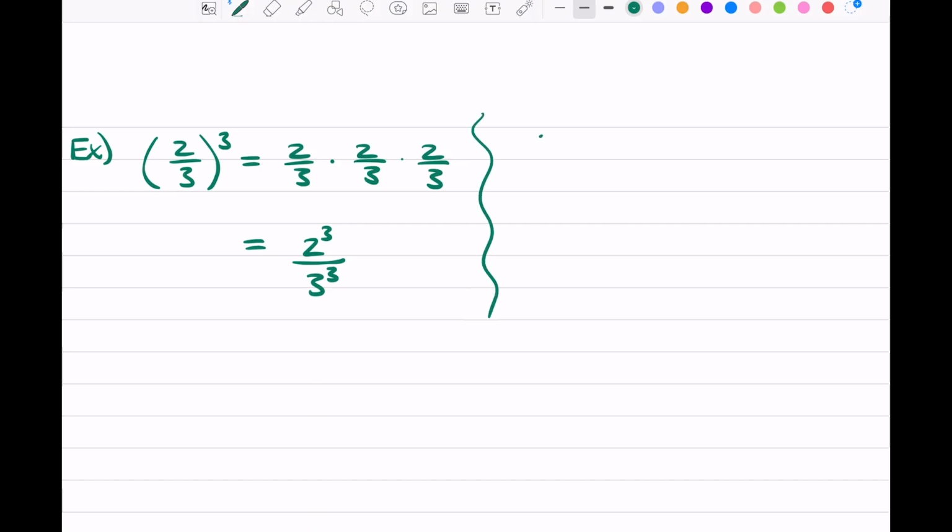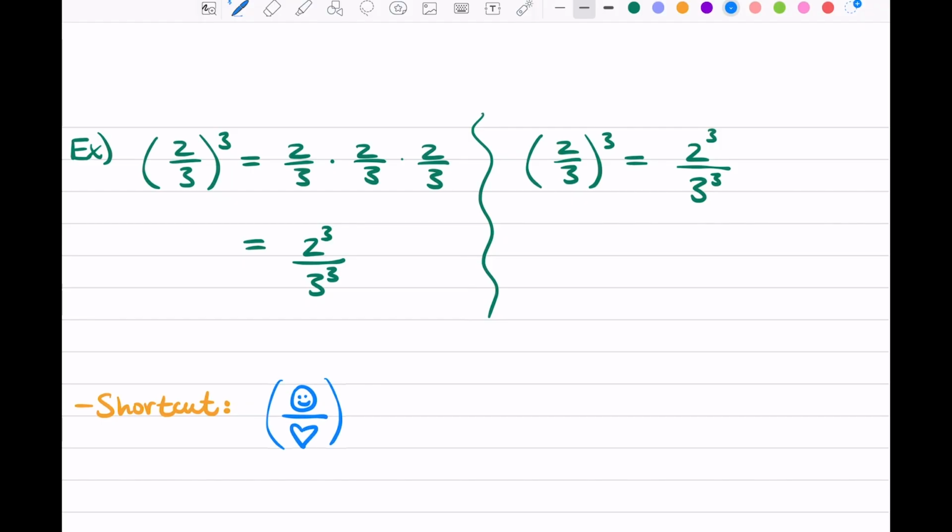So the shortcut here is that anytime you have a fraction raised to a power, you can rewrite it as the top number to that power divided by the bottom number to that power. So our shortcut here, if we have a fraction, smiley face divided by heart, and we raise that to the m power, we can rewrite it as smiley face to the m power divided by heart to the m power.